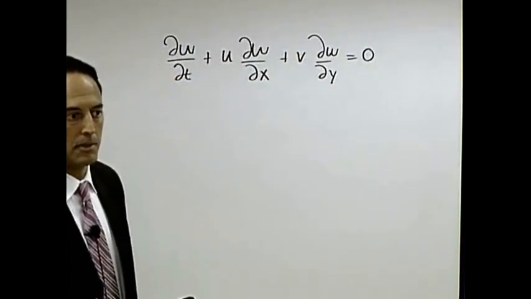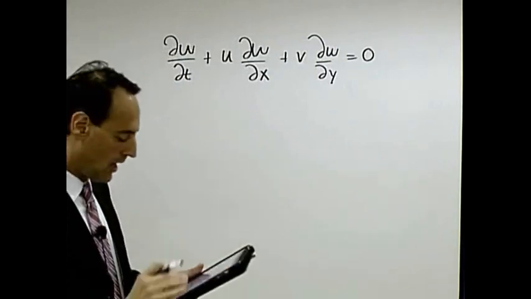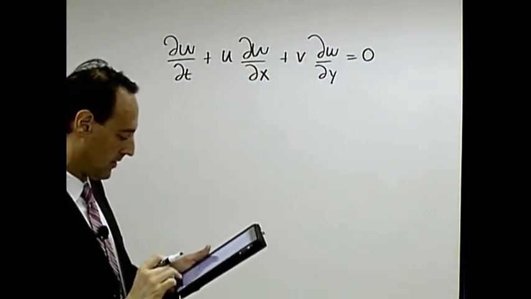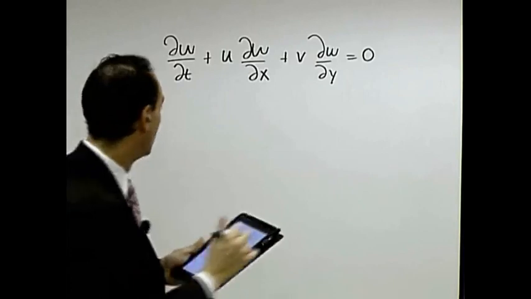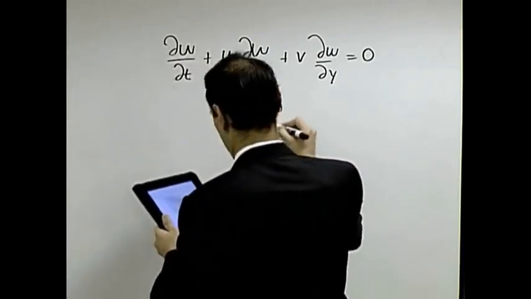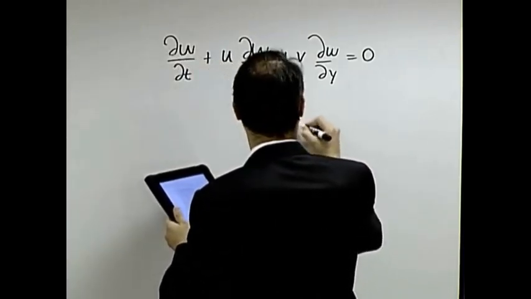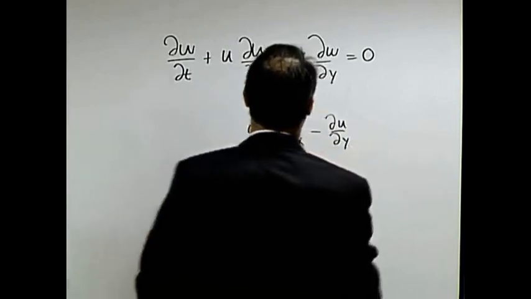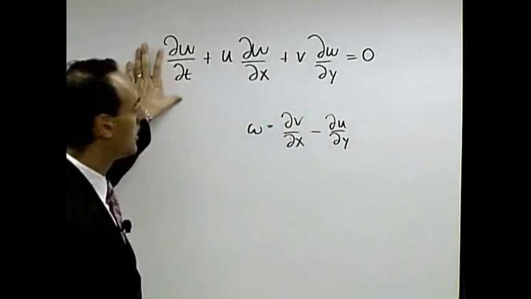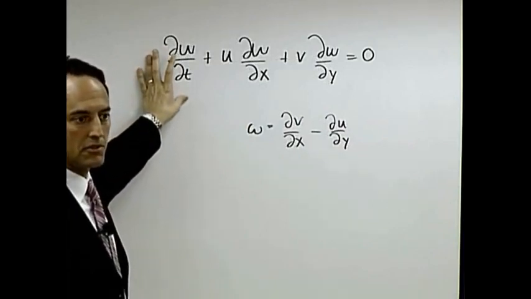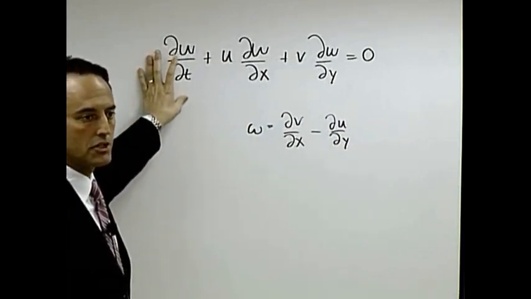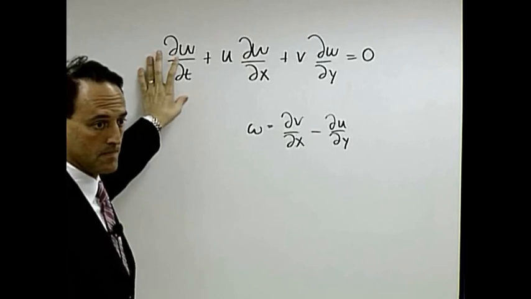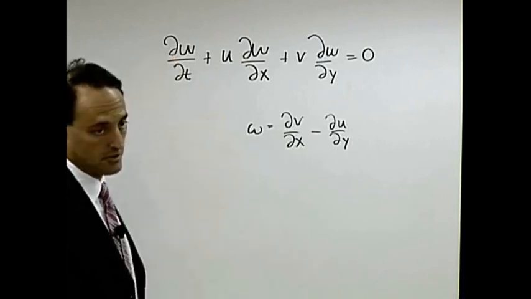There's the vorticity dynamics. And remember that the vorticity itself is defined as omega equals dv/dx minus du/dy. So actually it simplifies significantly. This is the equation we're going to be interested in, with this definition of vorticity.